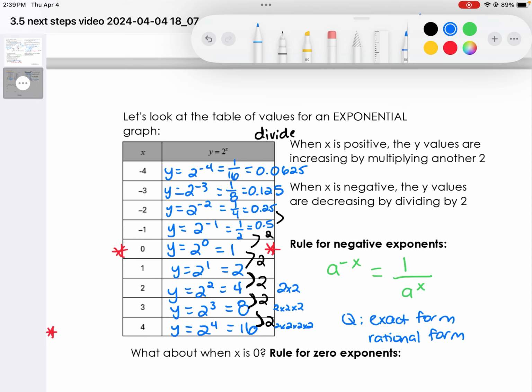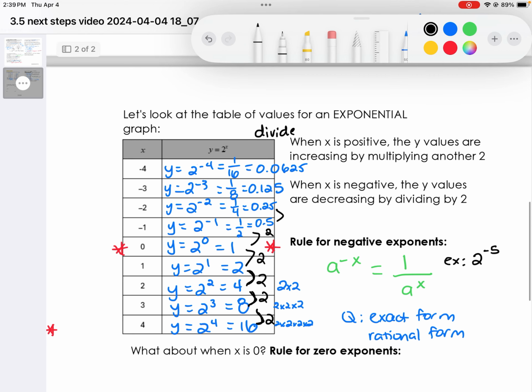So if you have a question, let's do 2, we didn't do 5, right? 2 to the power of -5. Then you make it a fraction, 1 over 2 to the power of +5. Okay? And then in your calculator, you're not going to worry about the fraction. You're going to type in 2 to the power of 5. And that is exact form or rational form. Okay, you're going to leave your answer not in decimal form.